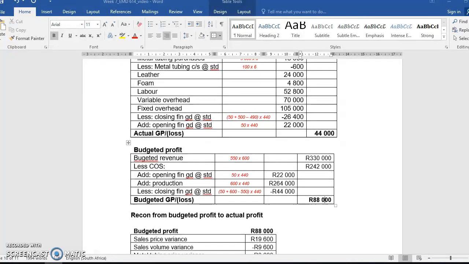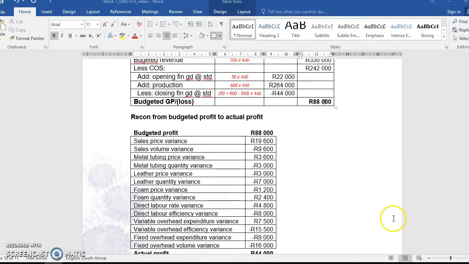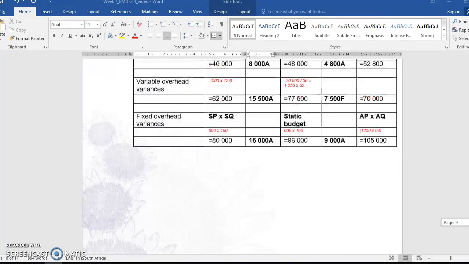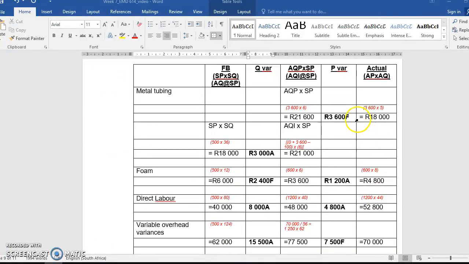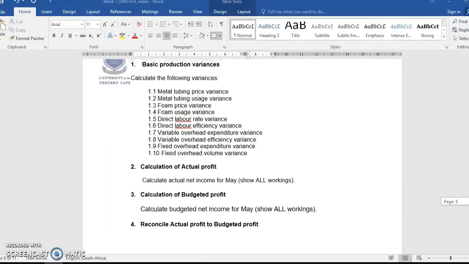Okay, and then lastly, the reconciliation. All I want to mention here, when you reconcile from budget to actual, all that really happens is that the favorable variances get added. So you'll see all the positives are added and the adverse variances are deducted. So we do that with all the variances that we calculated in the previous video, the favorable and adverse variances, but just remember there are certain variances that were not asked.